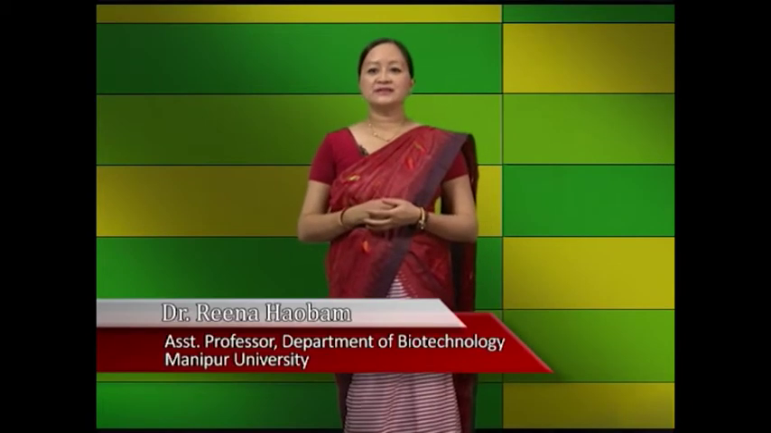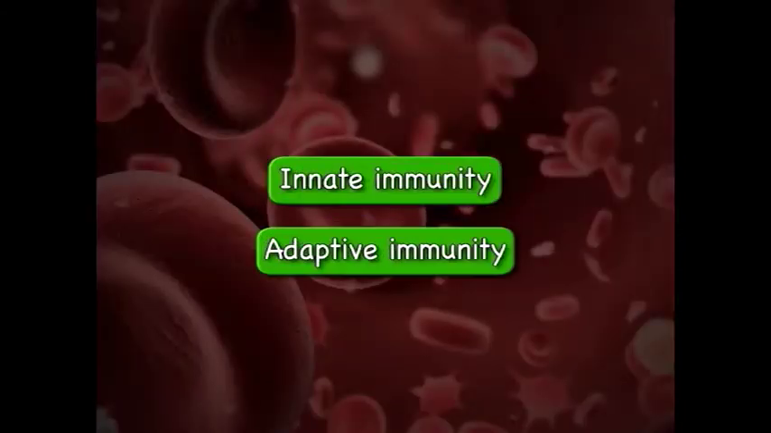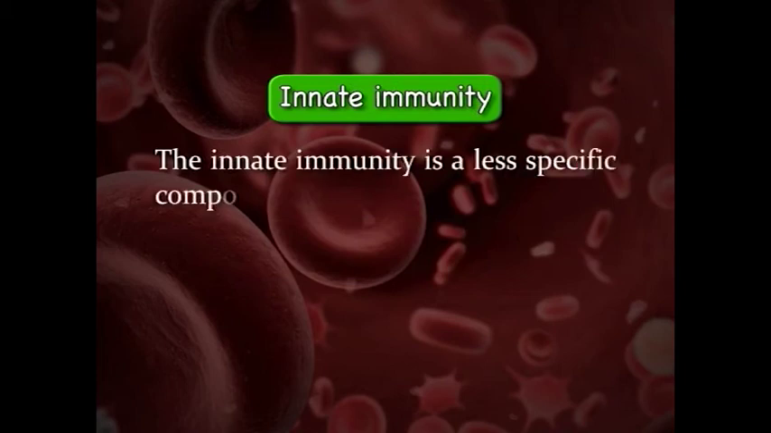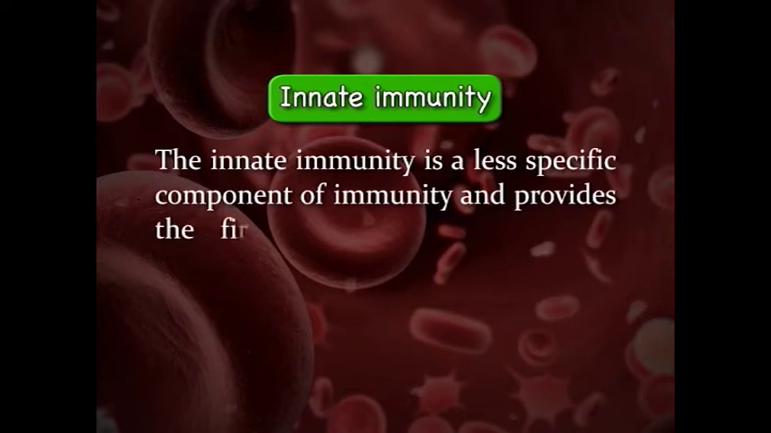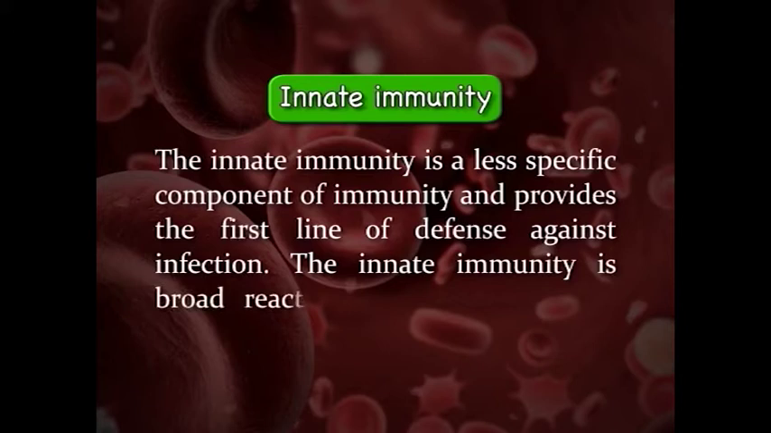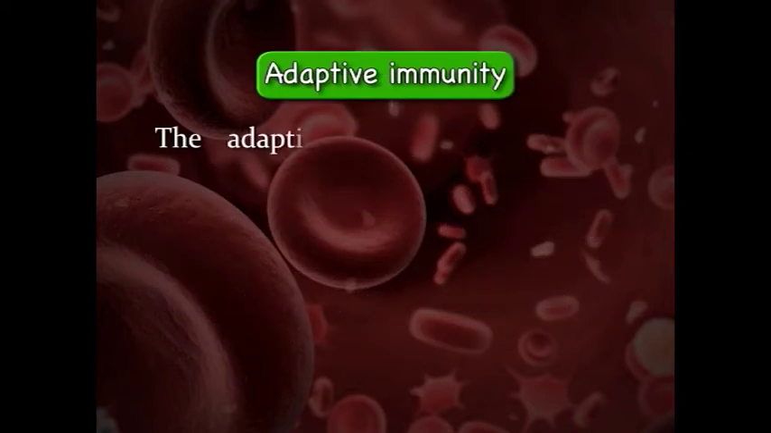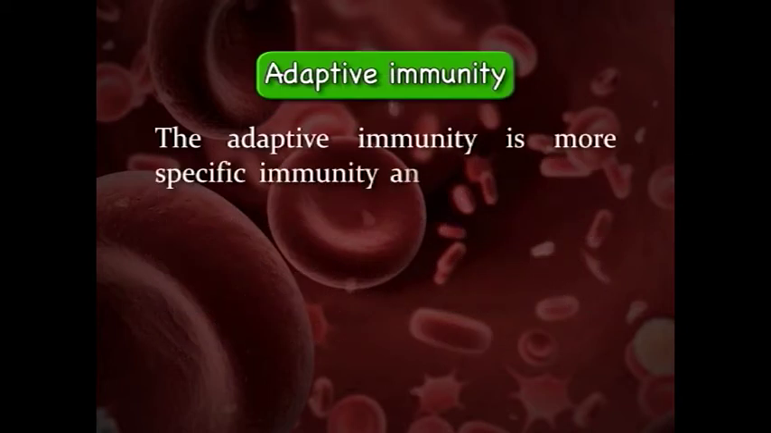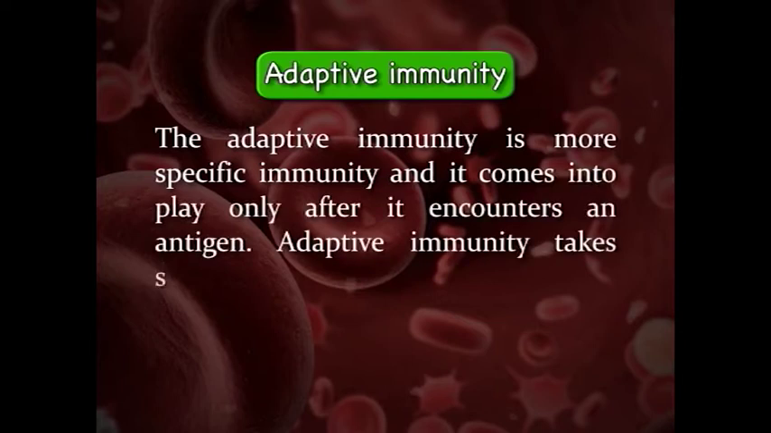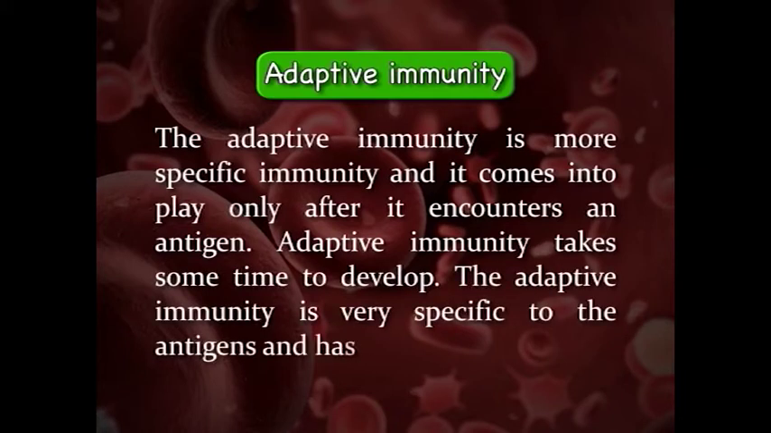Immunity, the state of protection from infectious disease, has two major components: innate immunity and adaptive immunity. The innate immunity is less specific component of the immunity and provides the first line of defense against infection. The innate immunity is broad reactive, that is, uniform in all members of the same species. The adaptive immunity is more specific immunity and it comes into play only after it encounters an antigen. The adaptive immunity is more specific to the antigen and has remarkable memory.